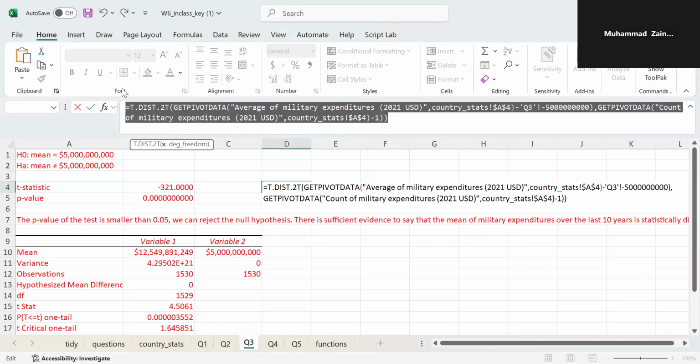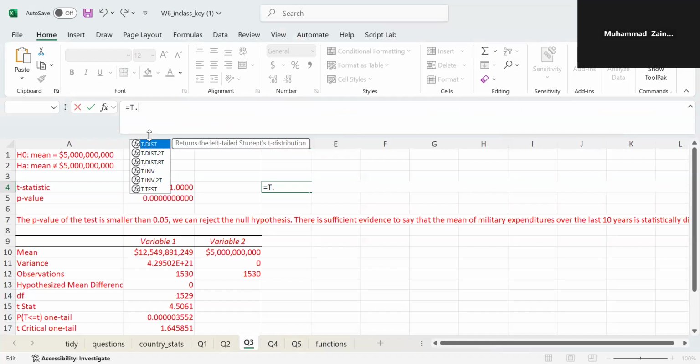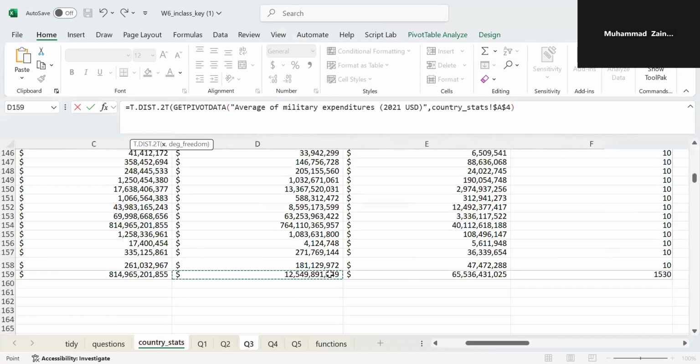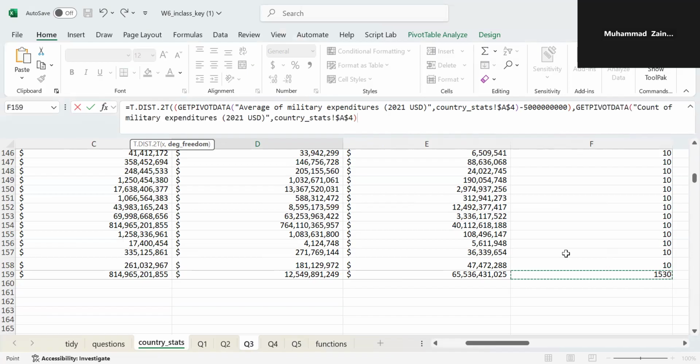We actually put the, your first was your average minus 5 billion. So that's your first argument. And then your second argument is this minus 1.